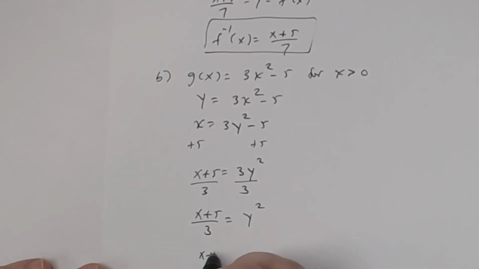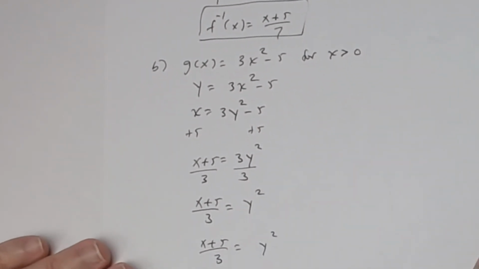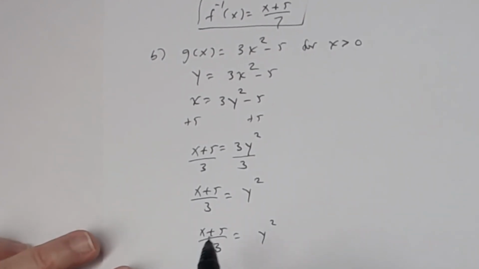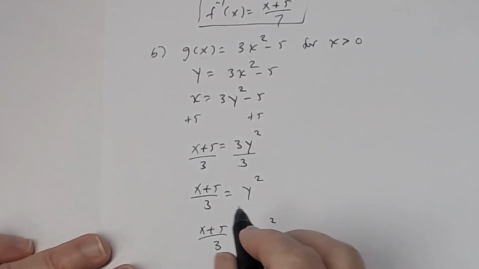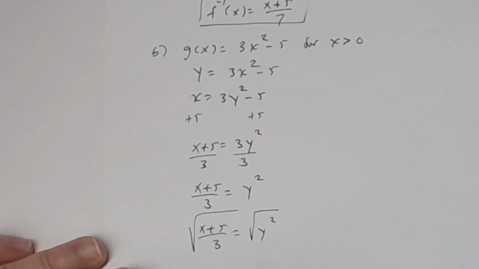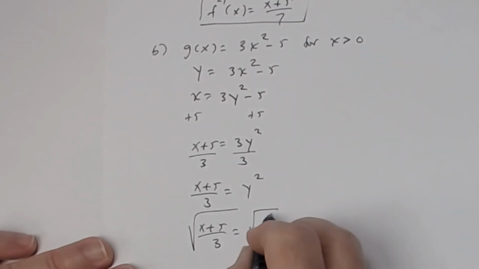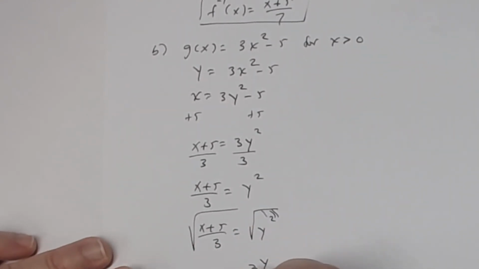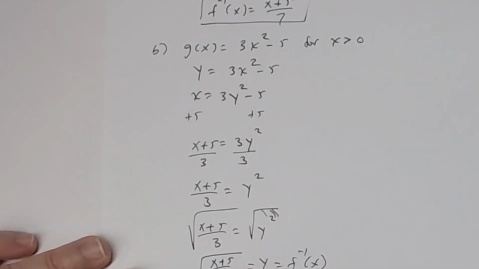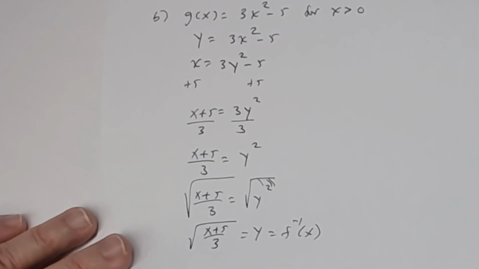Okay, now you've got to remember something. So remember in the past when you solved a quadratic equation and you took the square root of both sides, you did that plus or minus. You don't do that here. All right, you don't do that here. So when you take the square root of both sides, you're just going to take the positive square root. All right, so this becomes y equals the square root of (x plus 5) divided by 3. And that is your inverse.